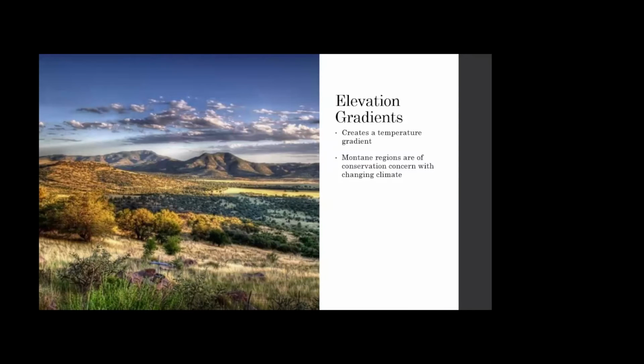Elevation gradients occur along montane regions. As elevation increases, temperature decreases. This temperature gradient can potentially be a factor for acute climatic shifts at higher elevations, potentially affecting the homeostasis of resident organisms, causing stress. These montane regions are important areas to study, especially with the current changes in climate.